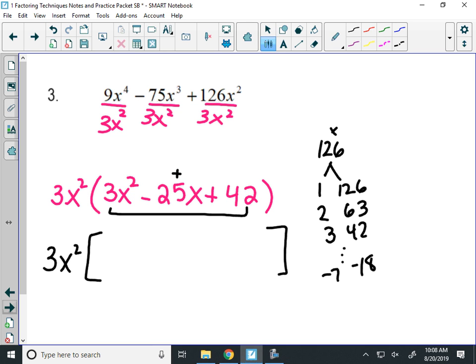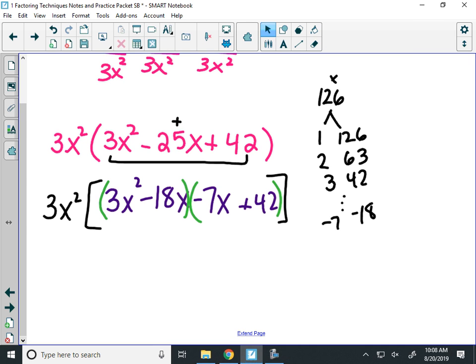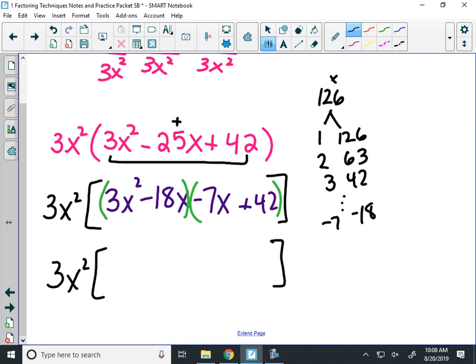Do you think it matters what order I write those in the middle? No. So which one do you want to do first? It doesn't matter. 18. All right, so we'll do 3x squared minus 18x minus 7x plus 42. Now, if you flipped those middle terms, you would get the same answer when you're finished. So I still group. I still look at these first two and the last two. It's just my 3x squared is still hanging out in front of everything.